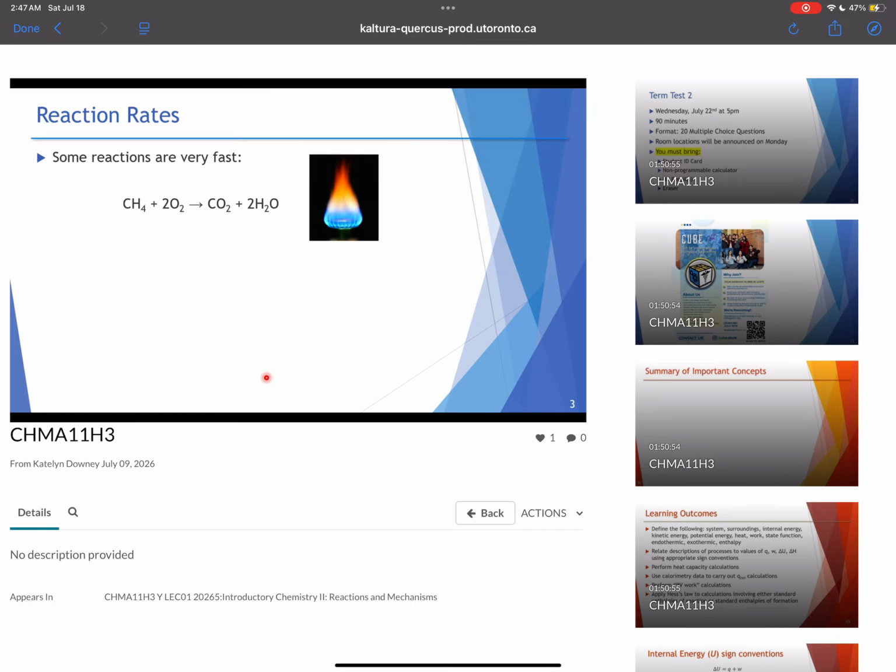So reaction rates, some are really fast, right? If you have a gas stove at home and you turn it on, as soon as you turn on your stove, the reaction is happening, right? We've got that natural gas reacting with the oxygen to produce a flame, and that flame has carbon dioxide and water being produced within it. And we see that happens as soon as you turn your stove on, right? Other reactions are super slow.